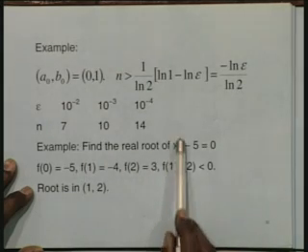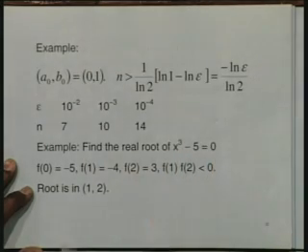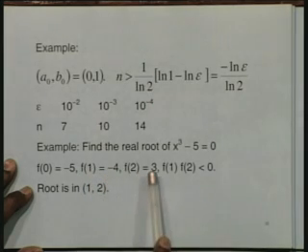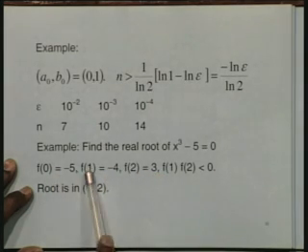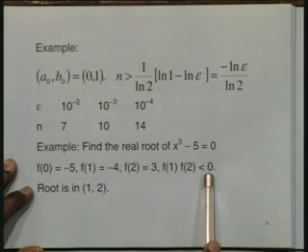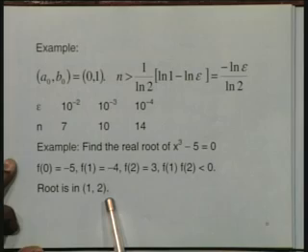Find the real root of x cubed minus 5 equals 0. Now I would first of all locate an interval of length unity. Let us take the interval of length 1. So f of 0 is minus 5, f of 1 is minus 4, f of 2 is 3. Therefore I find f1 into f2, they are of opposite signs, therefore it is negative. Therefore I would say that the root is in the interval 1 2.